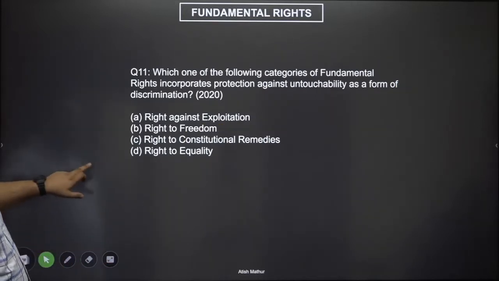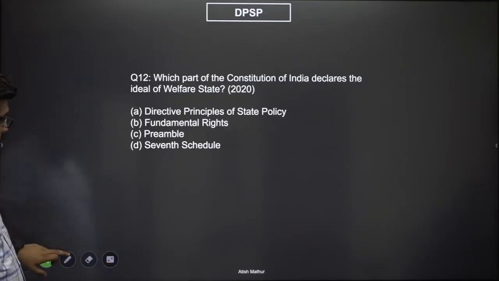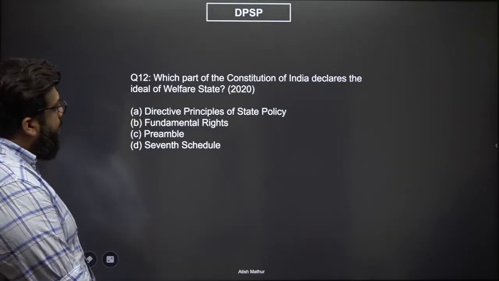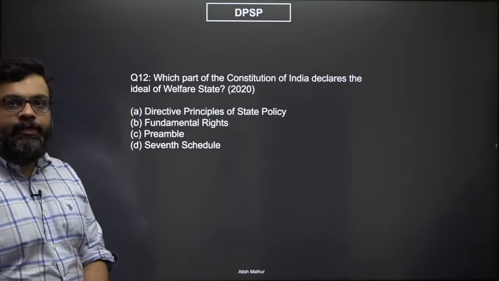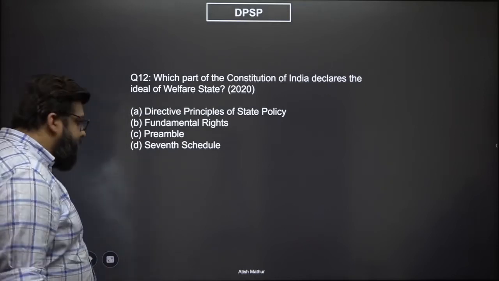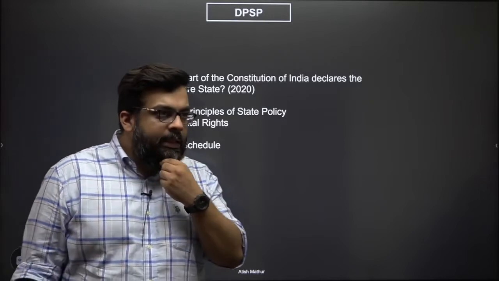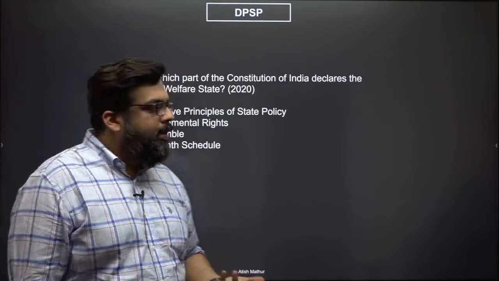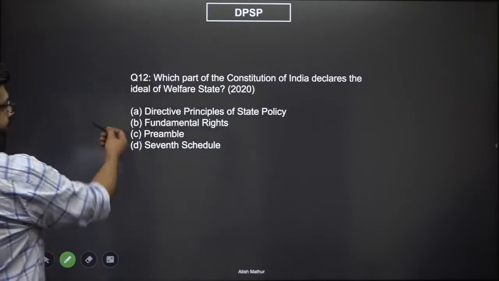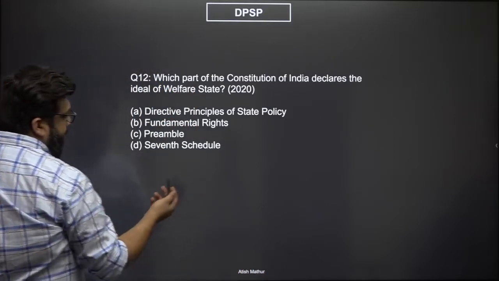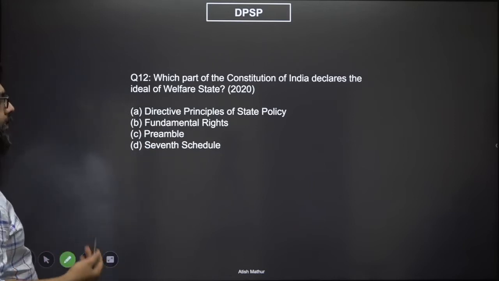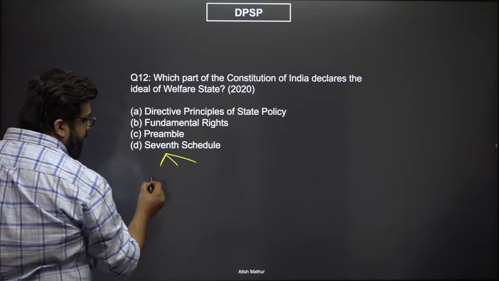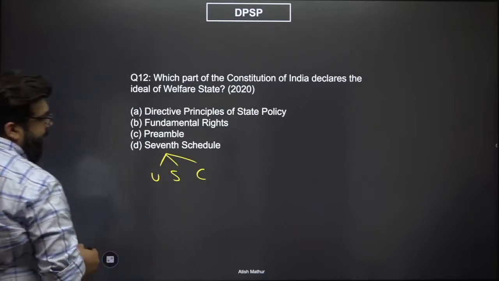Okay? There you go. Now, 12. Which part of the Constitution of India declares the ideal of a welfare state? A welfare state is that the government has to work in the interest of emancipation of the people by providing certain improvements. A. DPSP, B. Rights, C. Preamble, and D. The 7th schedule. Now, the 7th schedule is basically your lists, union list, state list, and concurrent list.